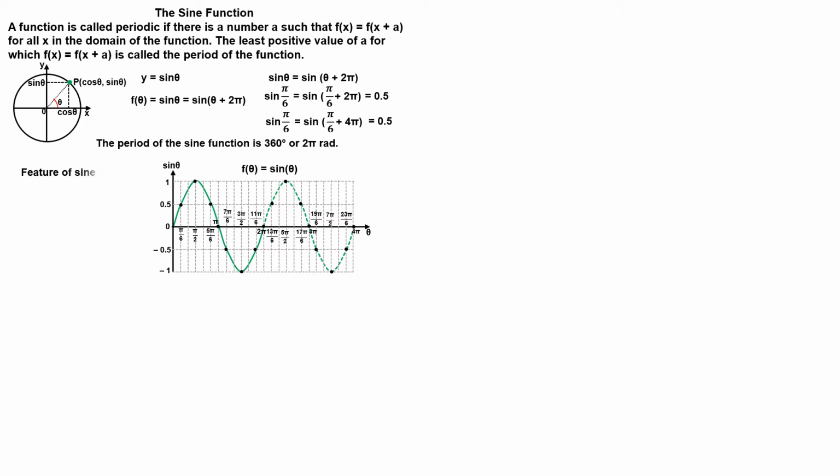Features of the sine graph. The range of a function is the set of result values it can produce. The sine function has a maximum value of 1 and a minimum value of -1. Therefore, the sine function has a range that goes from -1 to +1.